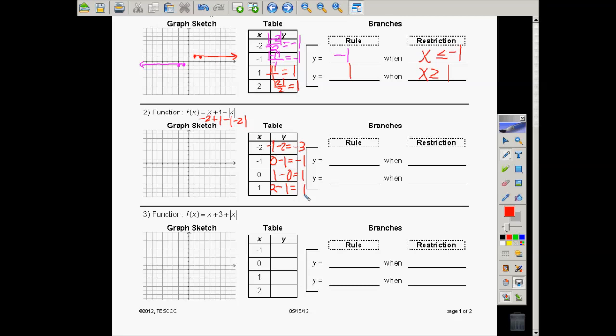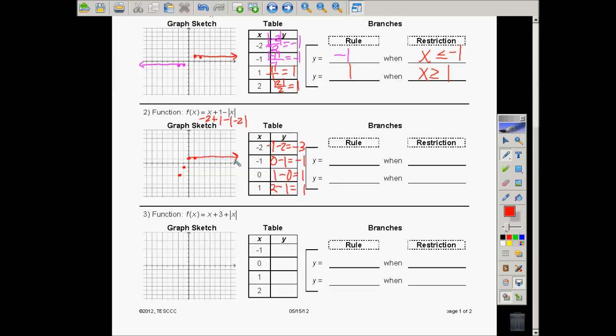So I'm going to plot my points. So I have 0, 1. I have 1, 1. I have negative 1, negative 1. I have negative 2, negative 3. So this function continues. What do you think will happen if I plug in 2? It would be a 1. So let's test it out.